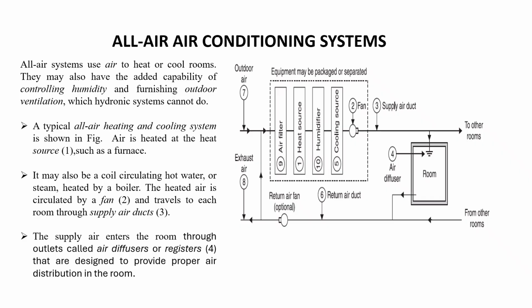We call it an air duct. Through the air duct, it is supplied to the room. The supplied air enters the room through the outlets called air diffusers. We can see that in the room there is an air diffuser. Through that air diffuser, the air will be supplied. Or we can call it a register, right? They are designed to provide proper air distribution in the room.